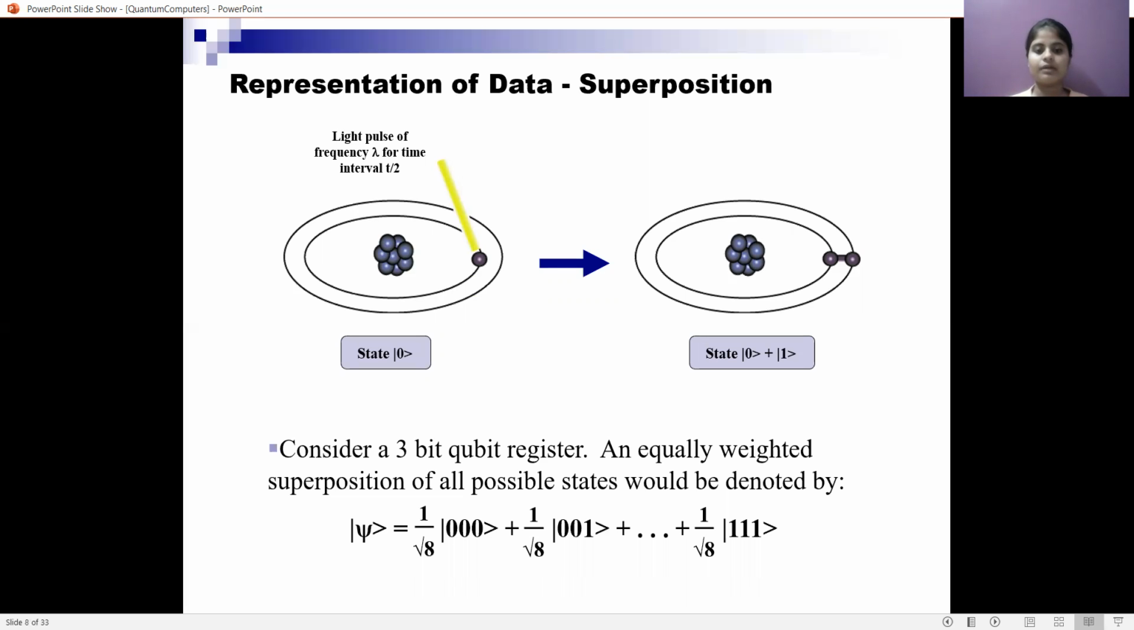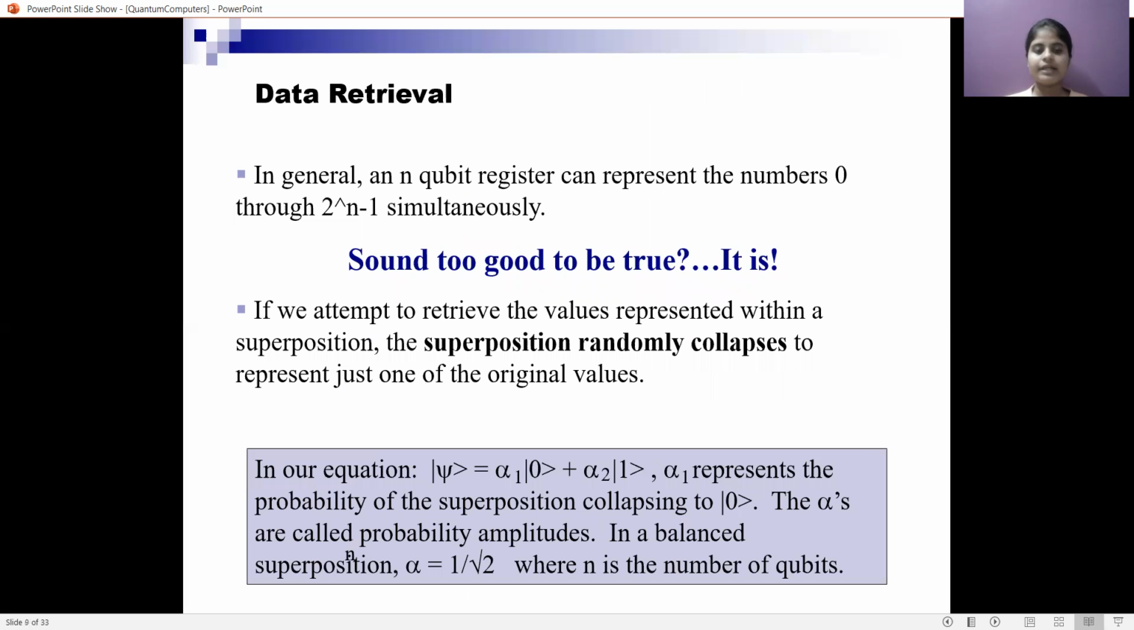Consider a 3-bit qubit register. An equally weighted superposition of all possible states would be denoted by this equation shown here. Data retrieval. In general, an n-qubit register can represent the numbers 0 through 2 to the power n minus 1 simultaneously. If we attempt to retrieve the values represented within the superposition, it randomly collapses to represent just one of the original values. In our equation, psi is equal to alpha 1 of 0 plus alpha 2 of 1.